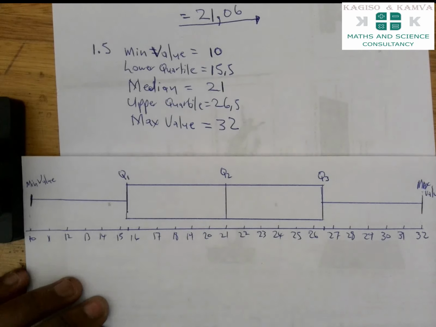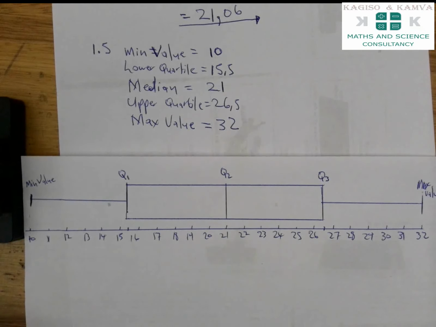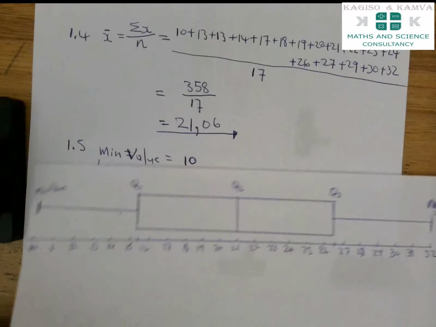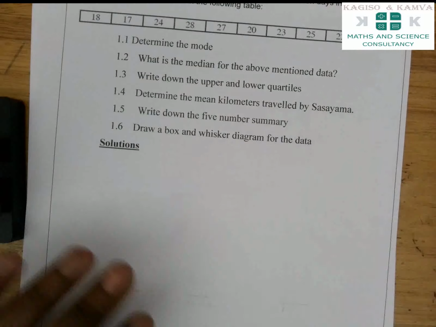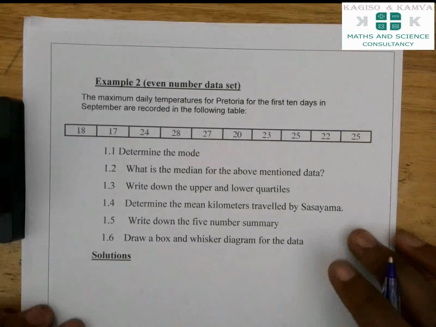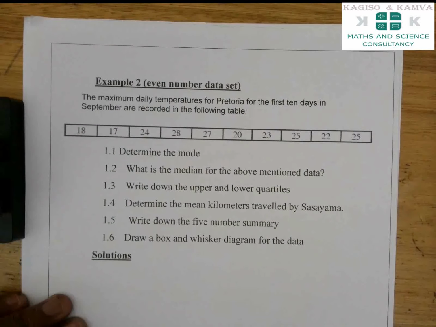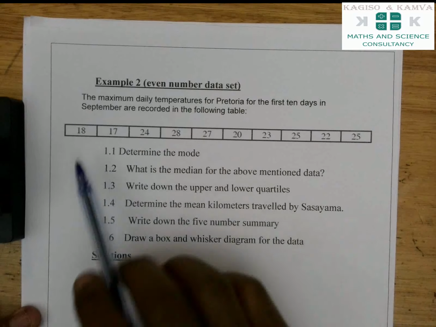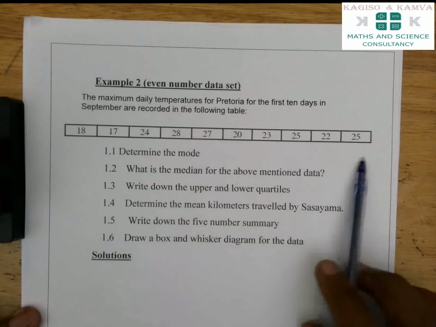Okay, now let us move to example 2. Example 2 is for an even number data set. So for the even number data set, let us check our data set: 1, 2, 3, 4, 5, 6, 7, 8, 9, 10. 10 is an even number.